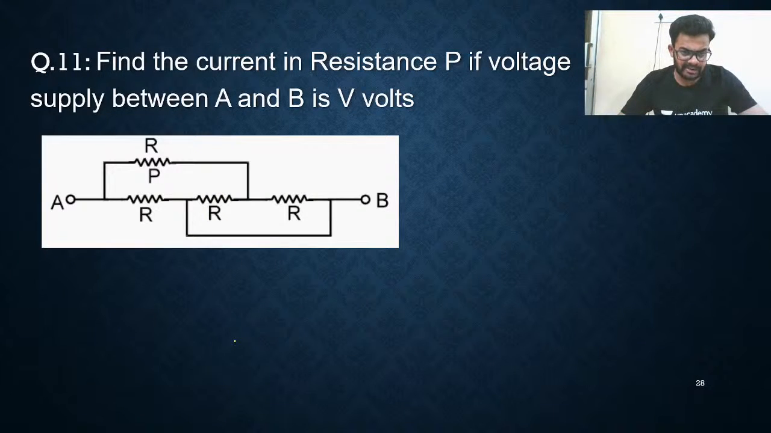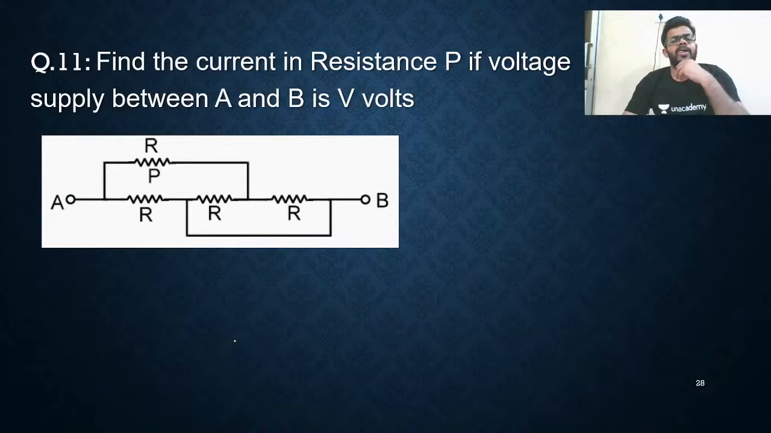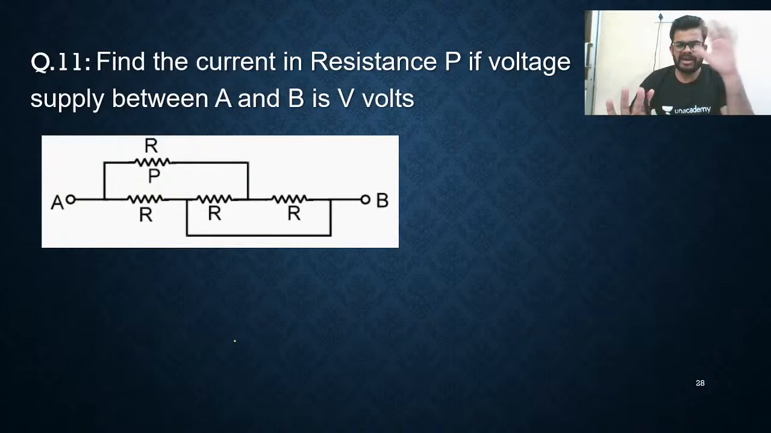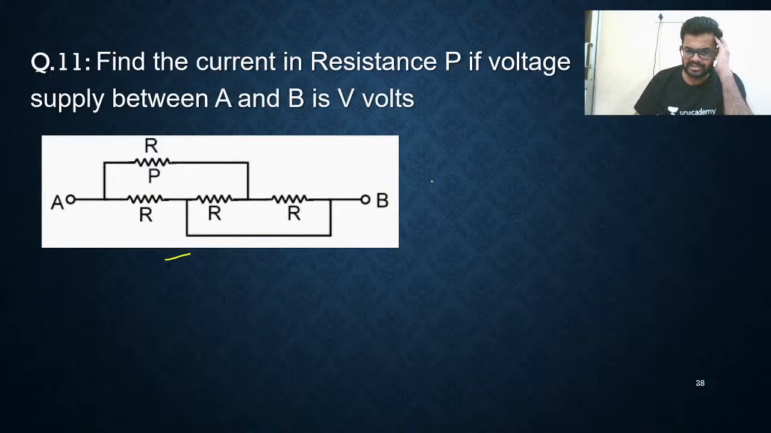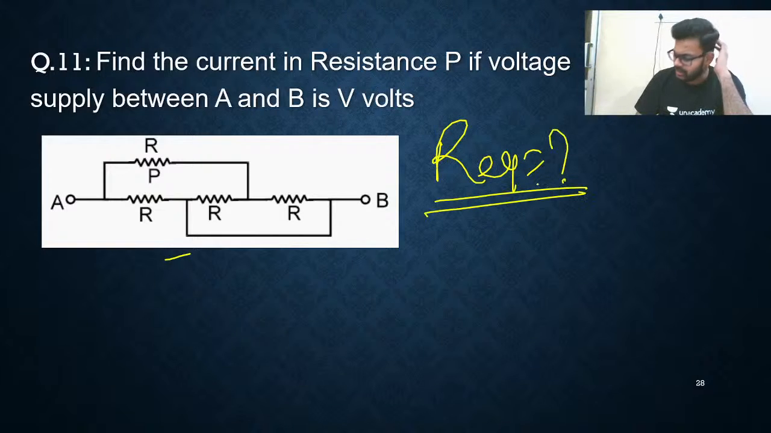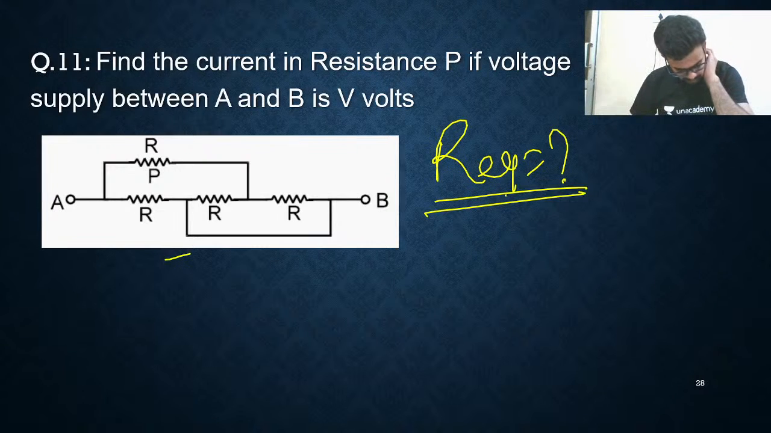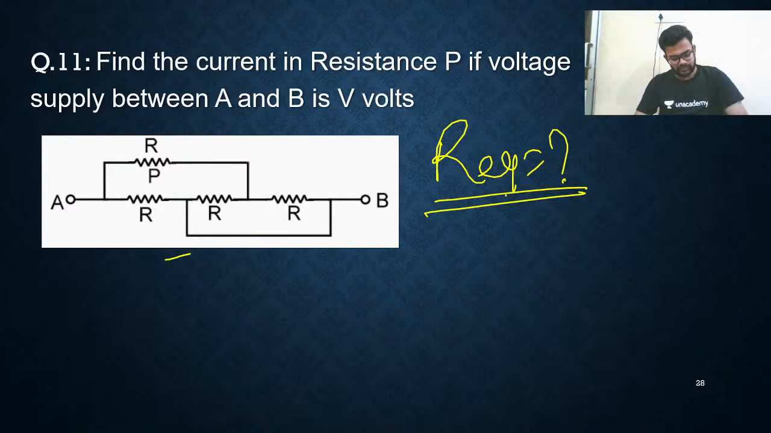Come on, find the equivalent resistance between A and B. Find the equivalent resistance between A and B. First question, find equivalent resistance between A and B. This is the first question I am asking. Find R equivalent. Come on. Come on, my dear, you can do it. Hi, Himanshu. How are you? Yes. Waiting for equivalent resistance.